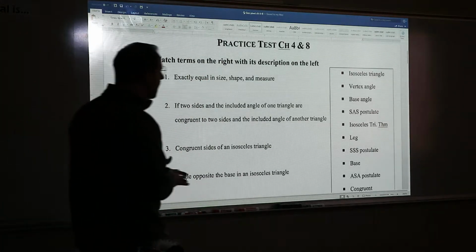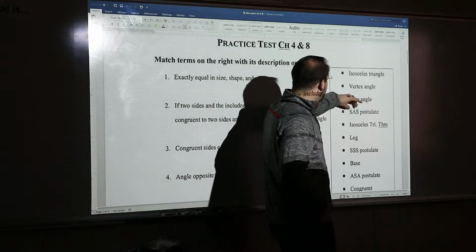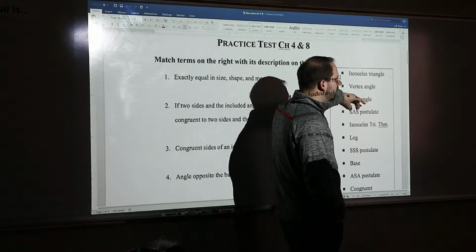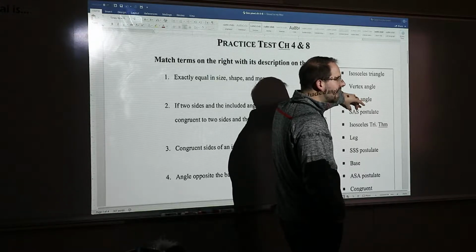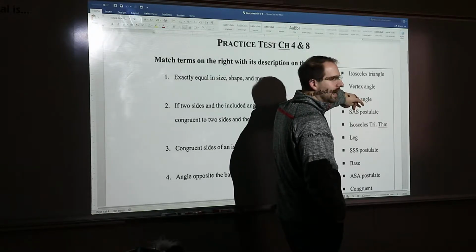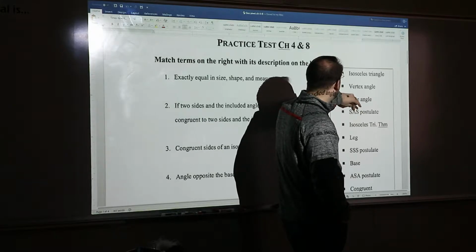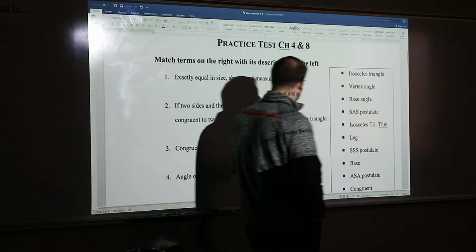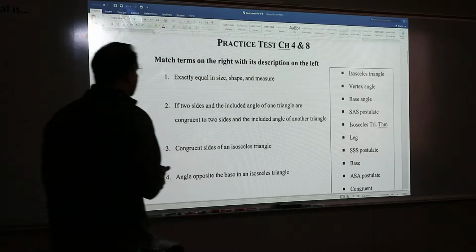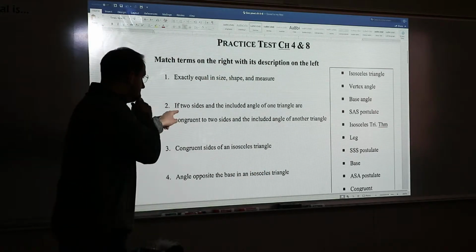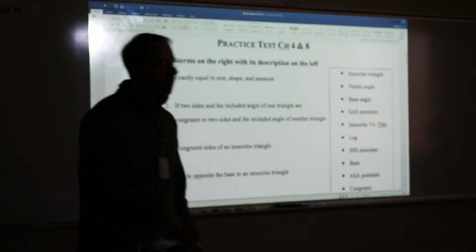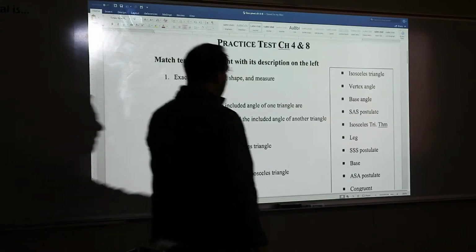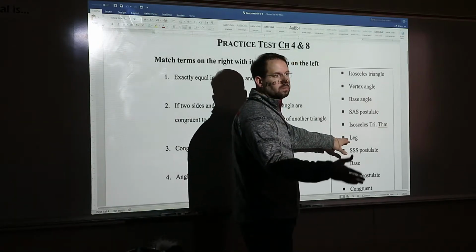Okay? SAS. It's a postulate that we've had where it said, I think it's like 2 sides and an included angle. Included means to be in between. Of one triangle are congruent to the corresponding parts of another triangle, then the triangles are congruent. So again, 2 sides and the included angle. Okay, moving on. Let's move on to leg. Leg of an isosceles triangle with walls that are congruent.